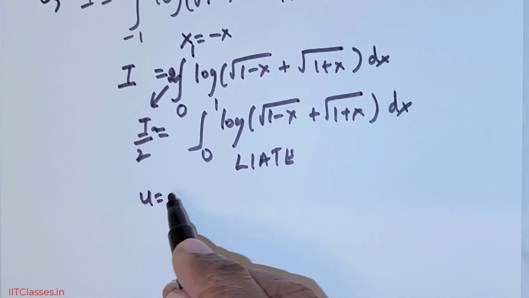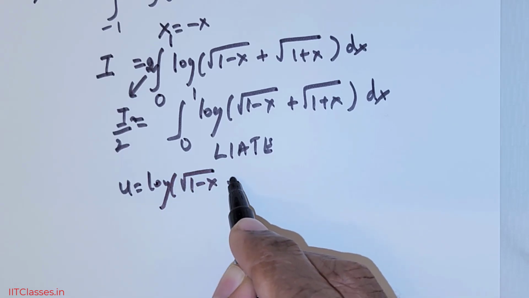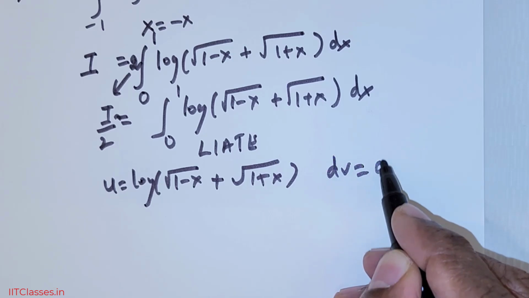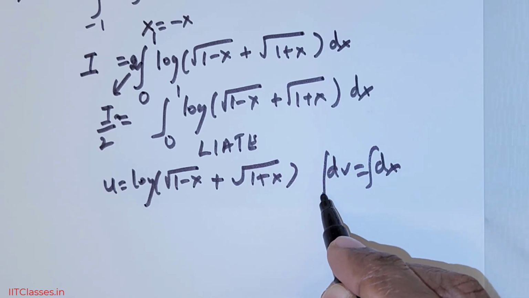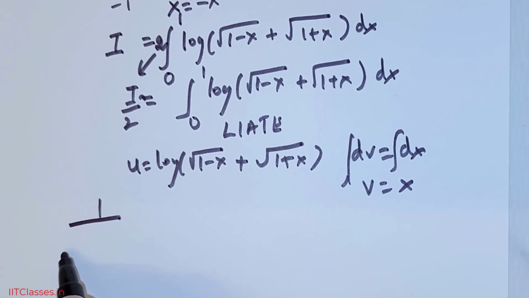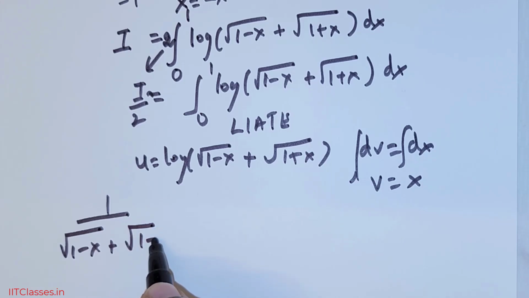I will take u to be log of (root of 1 - x plus root of 1 + x) and dv to be equal to dx. So when I integrate this, I get v equal to x. I differentiate this, I get 1 over (root of 1 - x plus root of 1 + x).